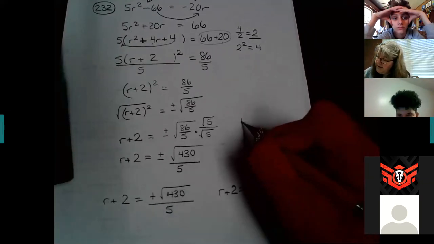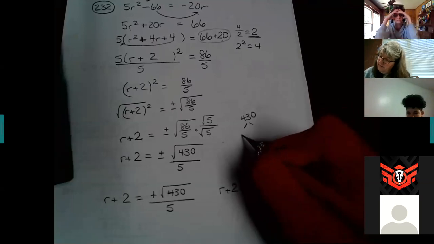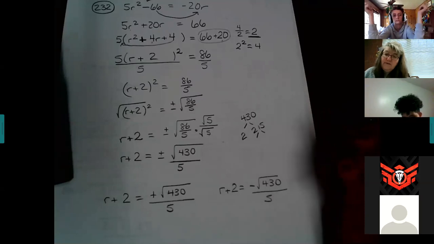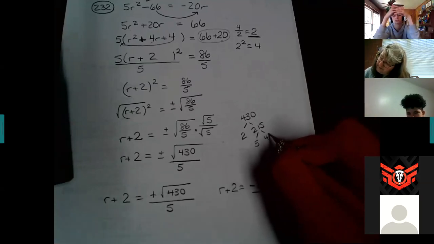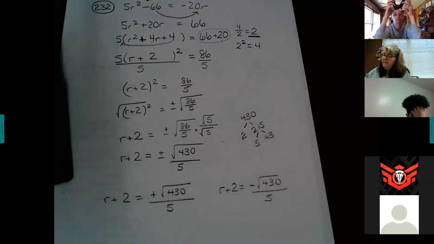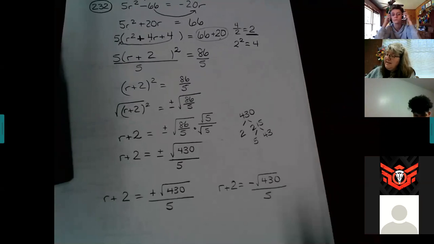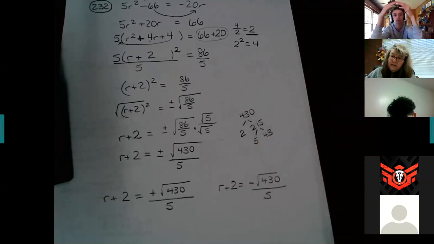All right, Zonell says break down 430. What goes into 430? 2 and then 215. 2 and 215. What goes into 215? 43 times 5. Okay. And 43 is prime, 5 is prime, 2 is prime. So there's nothing to pull out. So I'm just stuck with 430. It looks like something ought to pull out as big a number as that is, but it doesn't.